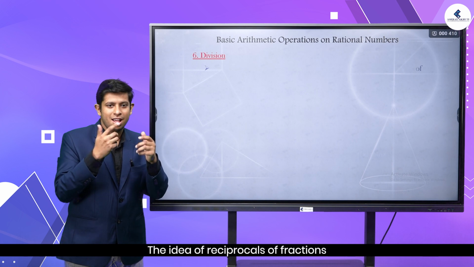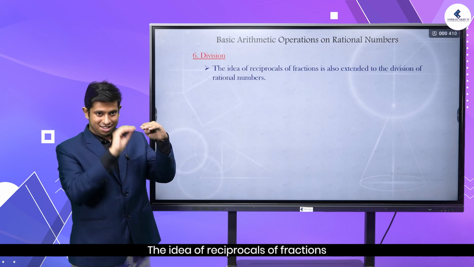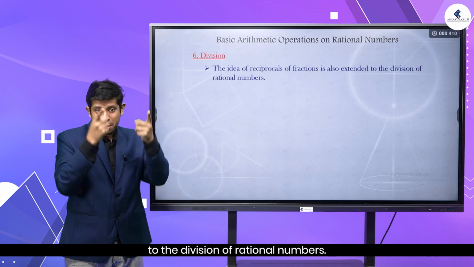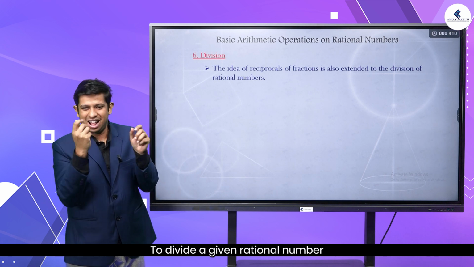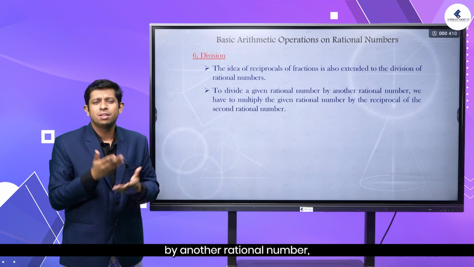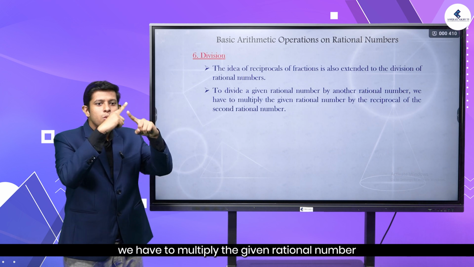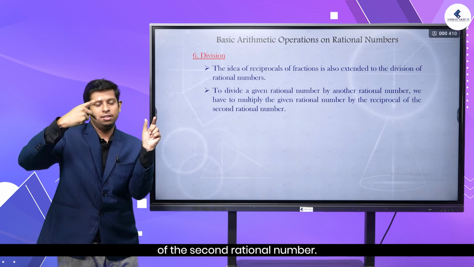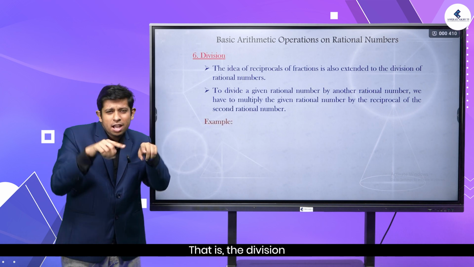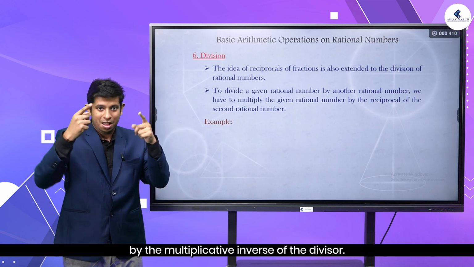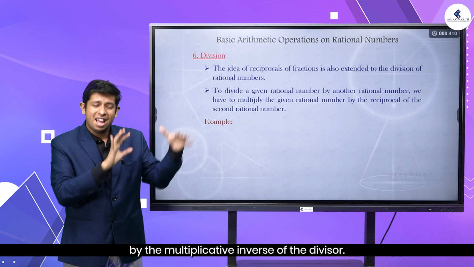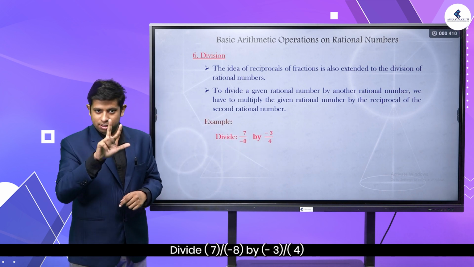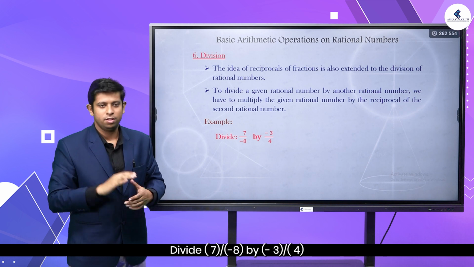Division. The idea of reciprocals of fractions is also extended to the division of rational numbers. To divide a given rational number by another rational number, we have to multiply the given rational number by the reciprocal of the second rational number. That is, the division is simply multiplying by the multiplicative inverse of the divisor. Example: divide 7 by minus 8 by minus 3 by 4.